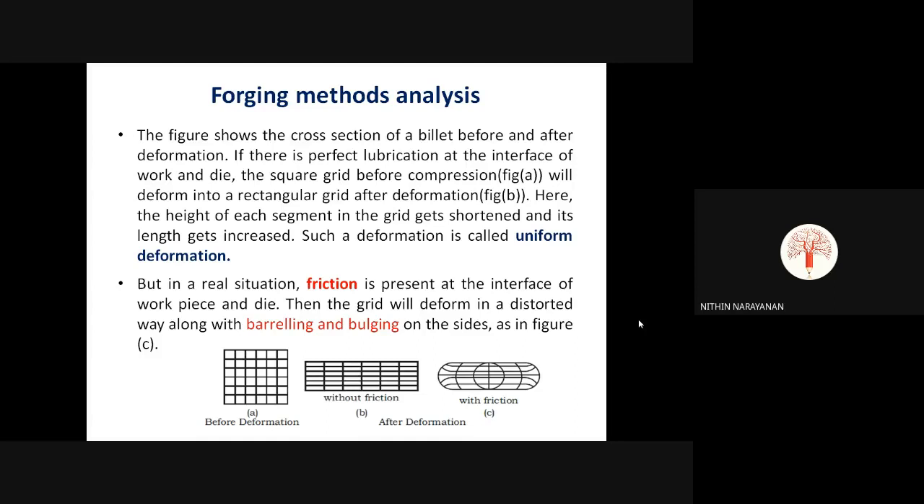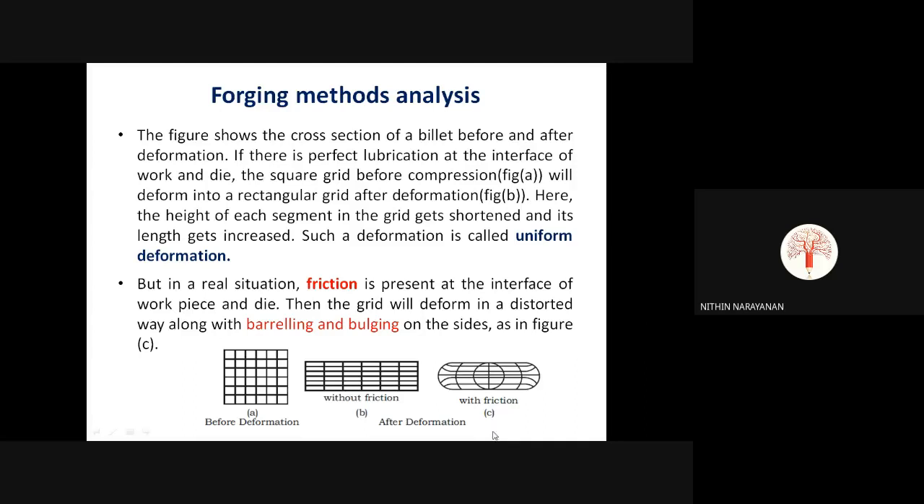But we know that definitely there will be a certain amount of friction coming into play, whatever the amount of lubrication, whatever the quality of lubricants we are applying. There will be a certain amount of friction which will resist the applied force, right? So in a real situation, the friction is present at the interface of the workpiece and the die. Then the grid will deform in a distorted way along with barreling or bulging, as you can see from figure C. Okay, so in actual cases, what is happening?